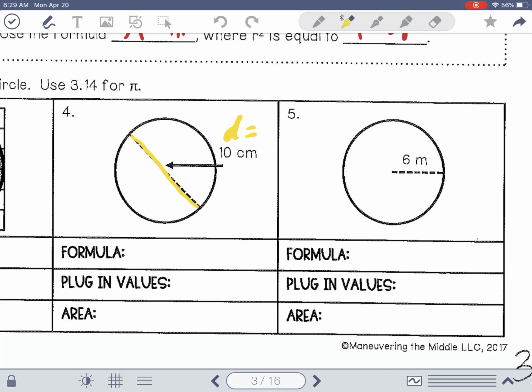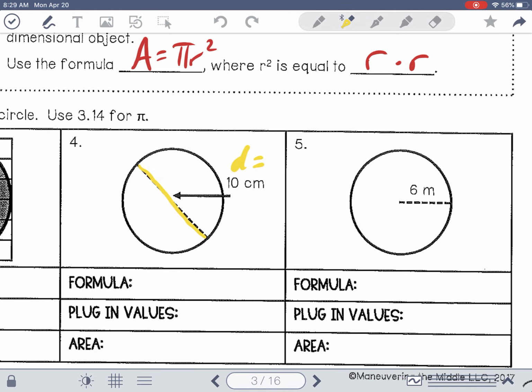That's the diameter. Okay, well, if we have the diameter, and you look at this equation, there's no diameter in it. So we know that r is diameter divided by 2. So this would be 10 divided by 2 is 5. So this means r is equal to 5 here. That's the trick, if you will, for solving area of a circle.